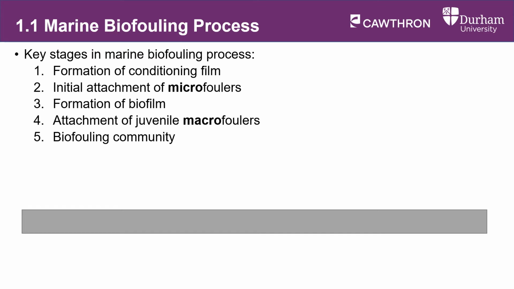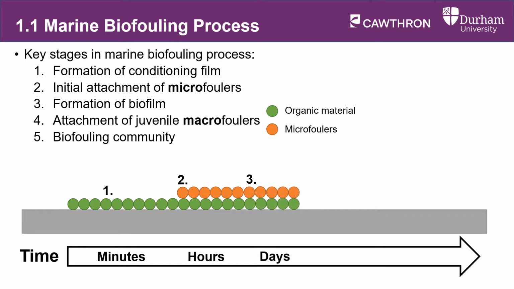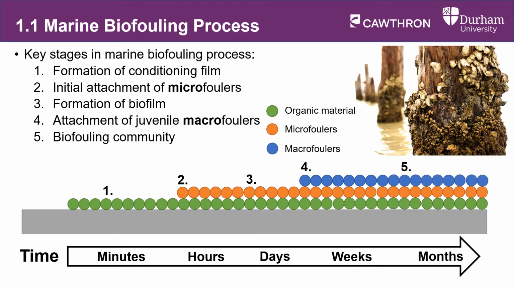The marine biofouling process occurs in 5 key stages. The first of these is the formation of the conditioning film, which forms on a surface within a few minutes of submersion. After a few hours, microscopic organisms begin to attach. The population increase of microorganisms results in the formation of a biofilm. Juvenile macrofouling organisms then begin to adhere to the surface. And finally, after a few months, a full biofouling community is formed.